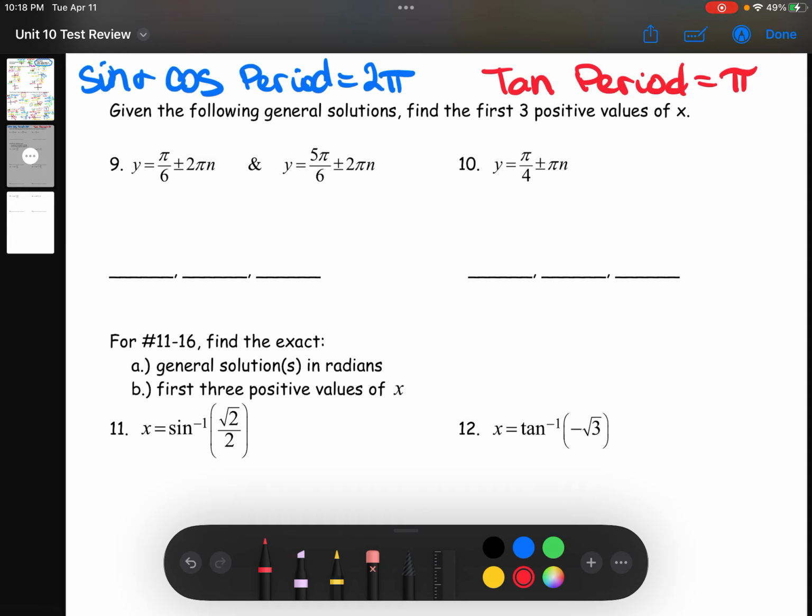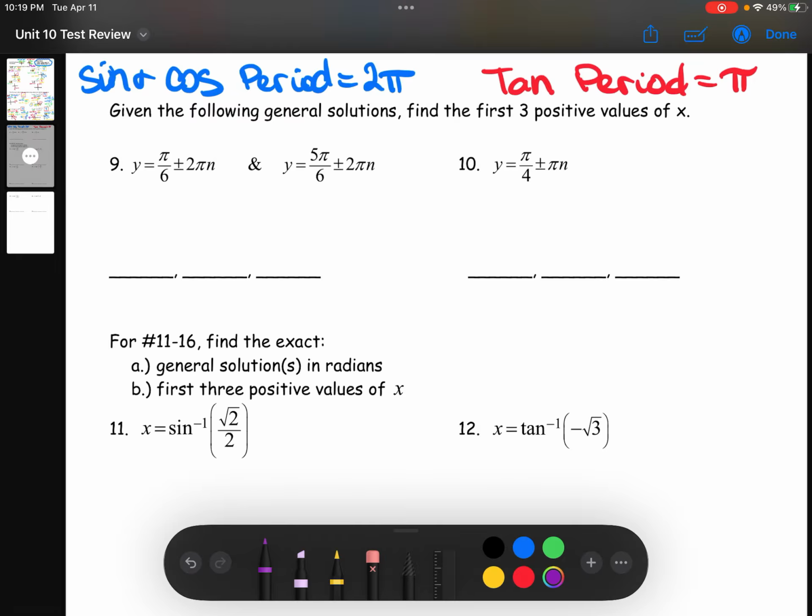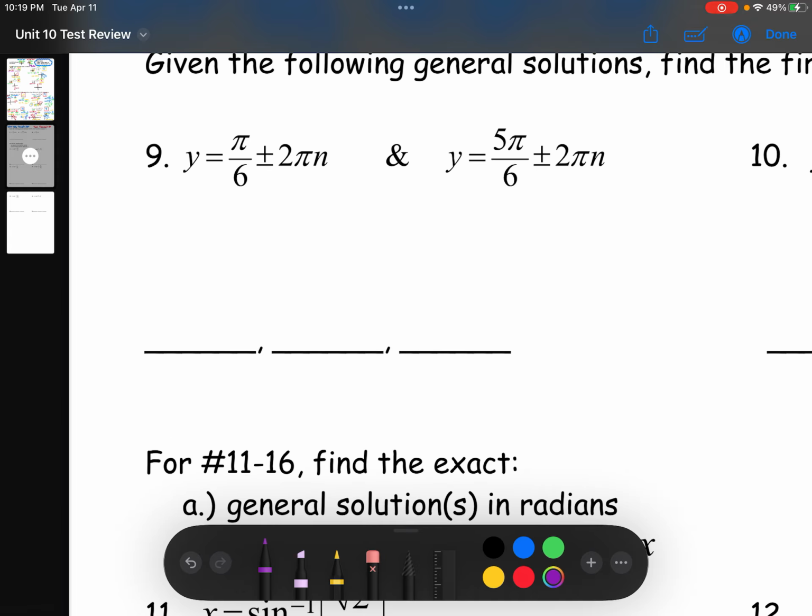So in number 9, we are given a general solution. It looks a tiny bit different, but it's a general solution. We're finding the first three positive values of x. So with pi over 6 and 5 pi over 6, pi over 6 is the smallest. That will be our first solution. 5 pi over 6 then will be the second solution. So first pi over 6, second will be 5 pi over 6.